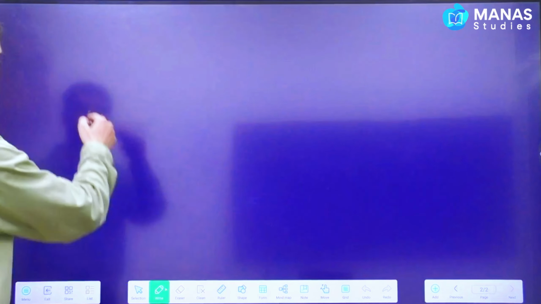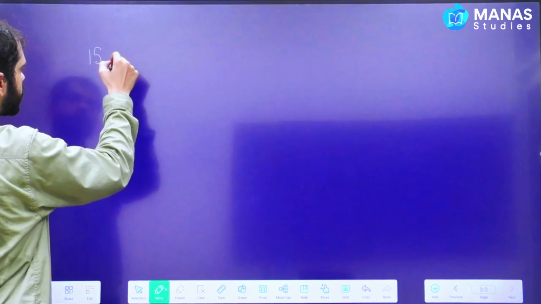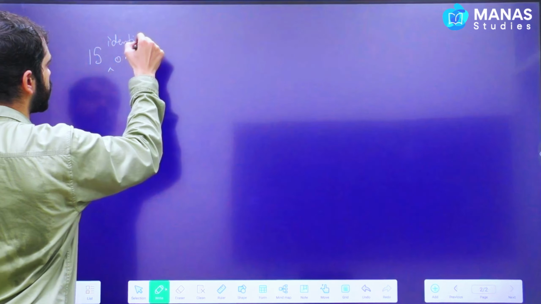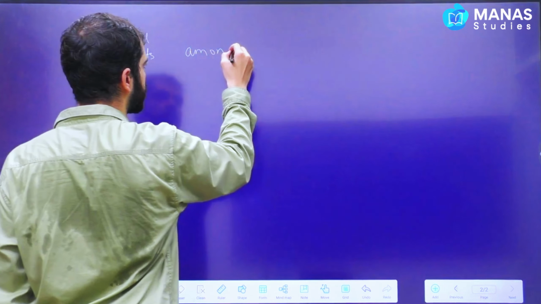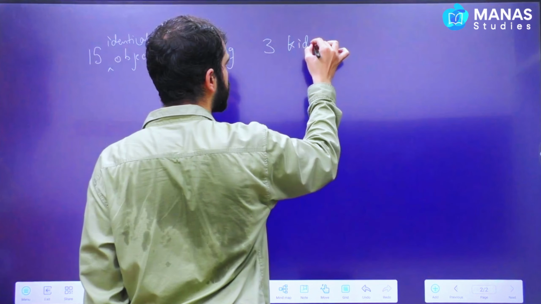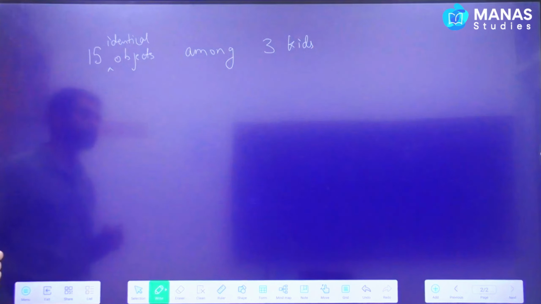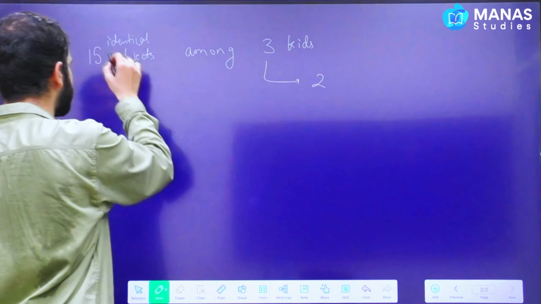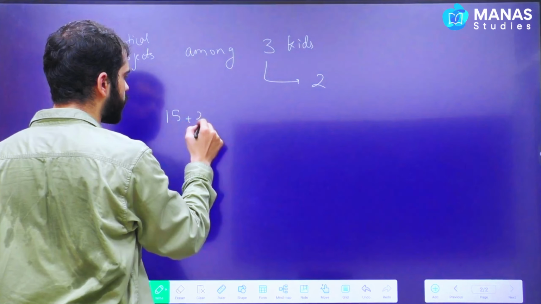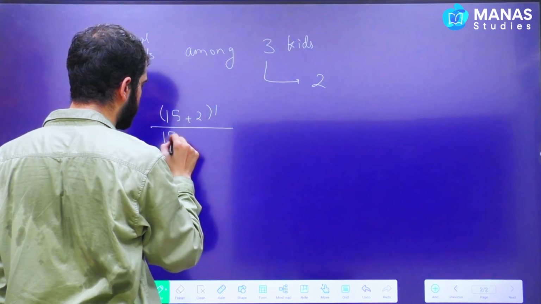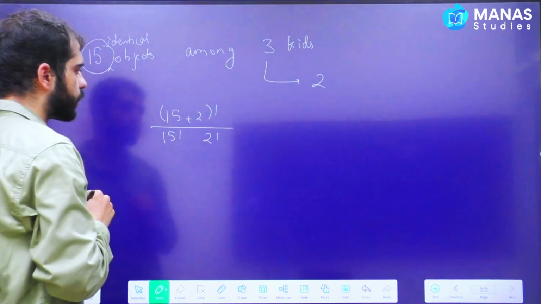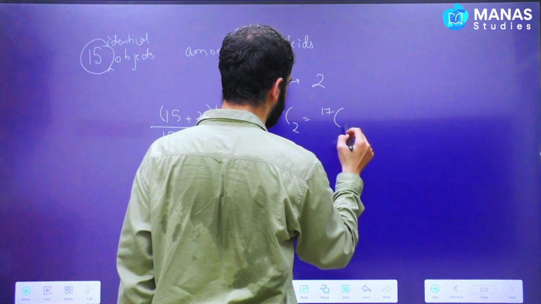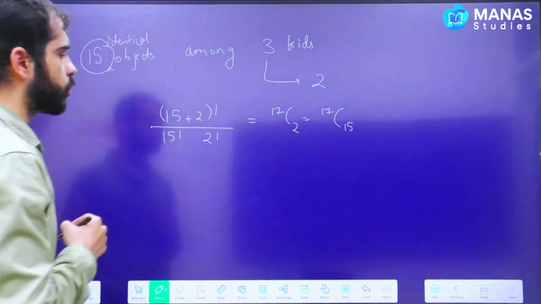Now let's analyze. If I have to distribute 15 identical objects among 3 kids, I'll just require 2 bars. If I require 2 bars and there are 15 objects, the total is going to be 15 plus 2 factorial divided by 15 factorial times 2 factorial. Now this can be written as 17C2, which is the same thing as 17C15. I hope that's clear. Thank you.